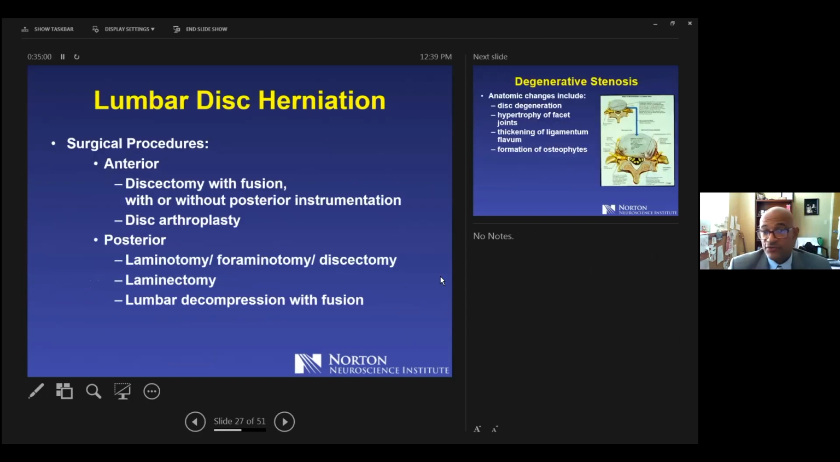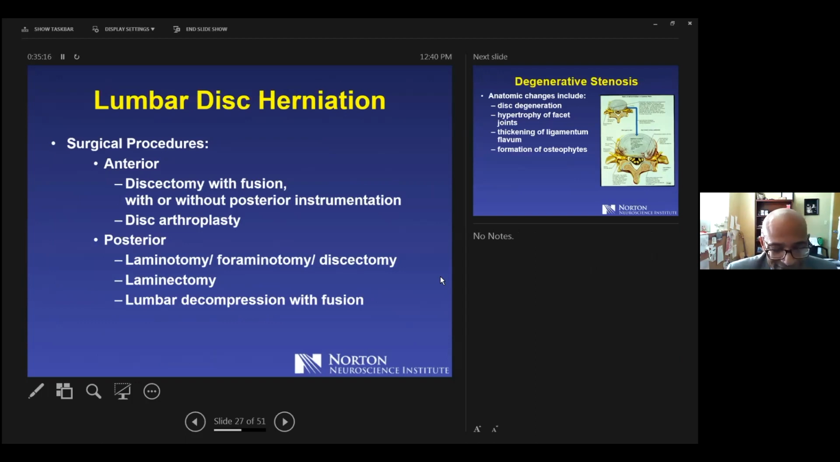Surgical procedures for disc herniations can be done either anteriorly or posteriorly. When you do an anterior procedure, you can do it with a fusion. You can do it with or without posterior instrumentation. You take out the disc herniation, then you have to put a spacer in there.